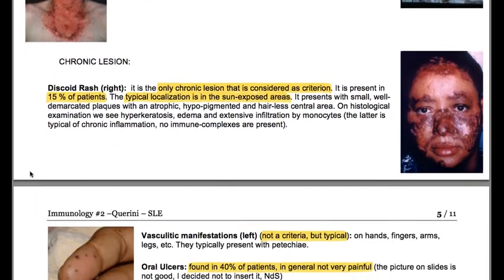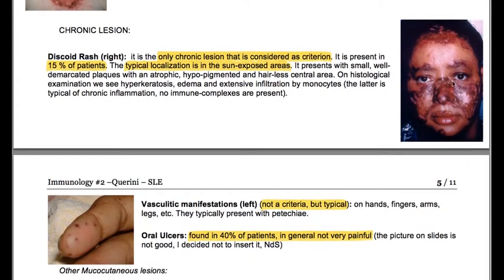We have chronic lesions such as a discoid rash. You can see it on the right. It's the only chronic lesion that is considered as criterion. It is present in 15% of patients. The typical location is the sun-exposed areas. It presents with small, well-demarcated plaques with an atrophic, hypopigmented, and hairless central area. On histological examination, we see hyperkeratosis, edema, and extensive infiltration by monocytes. The latter is typical of chronic inflammation. No immune complexes are present.